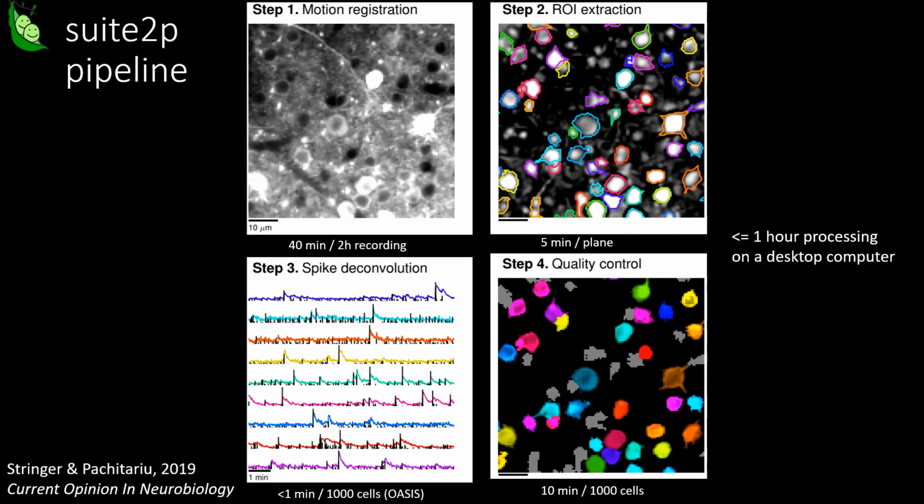All of this processing should take around an hour or less on a standard desktop computer. Ideally, what we really want to enable is that every day you can process your data overnight or the same day, and analyze it so that you can modify your experiments day by day as you see potential changes in neural activity and so on.